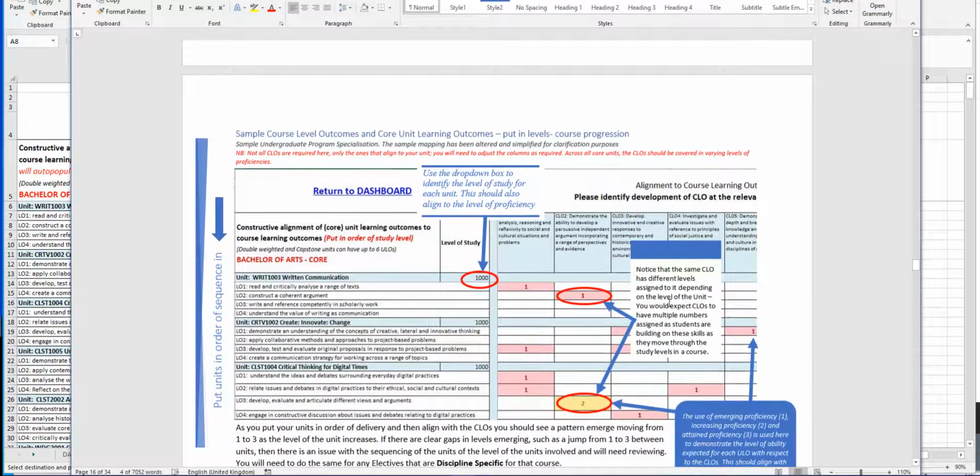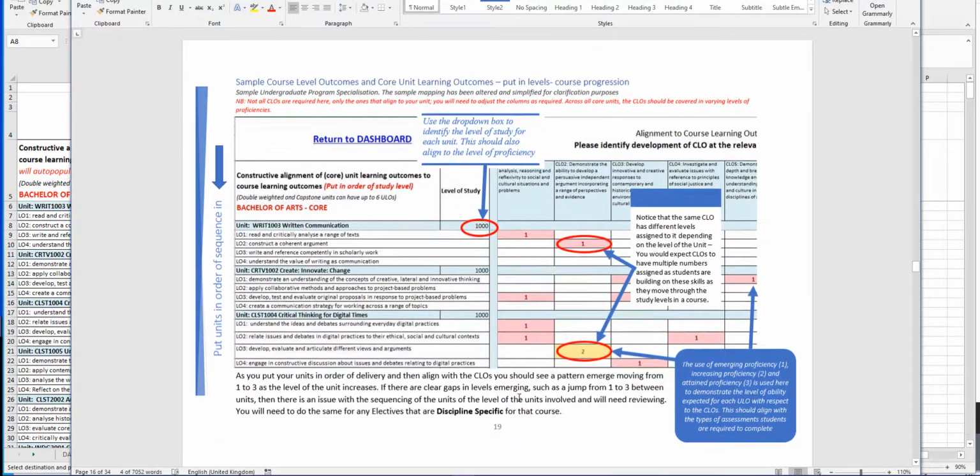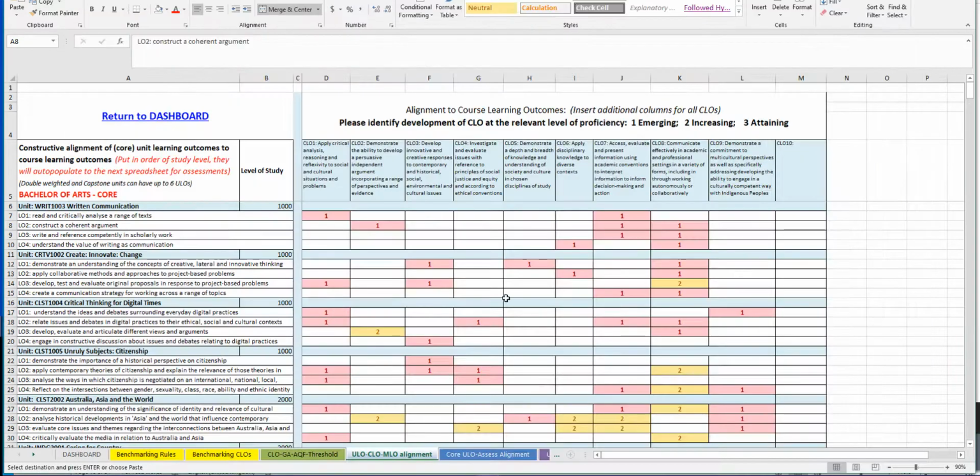And here is an example. This is showing you how you have 1s, 2s, and it says, notice that the same CLO has a different level assigned to it depending on the level of the unit. So this is a 1,000, but it's a 1,000 that's right before the 2,000, so it's kind of a transition. In those transition units, you might find 1s and 2s, or 2s and 3s. Okay, so we're just going to go back to the spreadsheet.